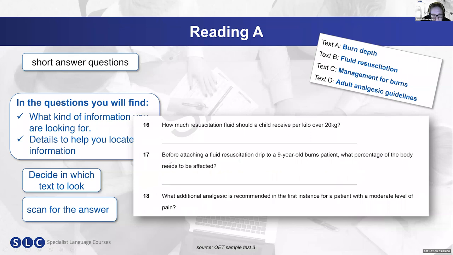Same with number 17. Before attaching a fluid resuscitation drip to a 9-year-old burns patient, what percentage of the body needs to be affected? So what kind of information are we looking for here? We're looking for a percentage. Absolutely. So a percentage of the body, and the key words are for number 17. Yes, 9-year-old. So we know it's a child, 9-year-old burns patient. Absolutely. Drip and before attaching. And it's going to be in text B for sure.